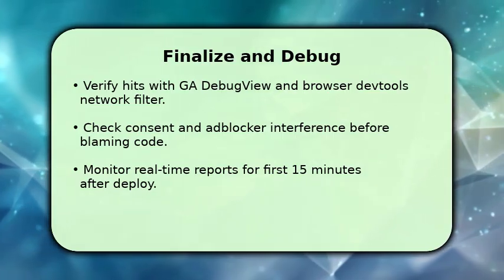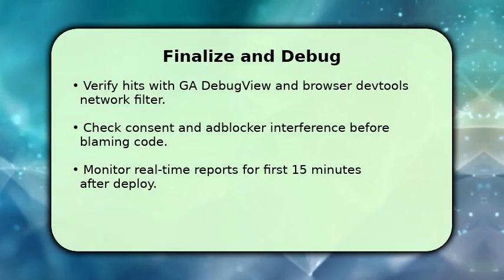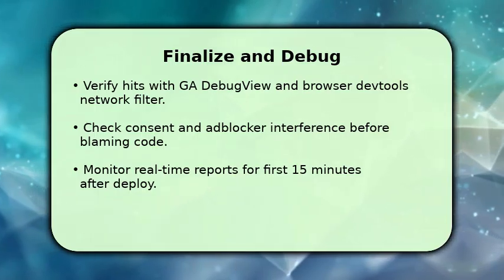To finish, deploy your build to a staging or production environment and validate hits using GA4 debug view and the browser network tab to confirm gtag requests carry the correct client ID and page location.